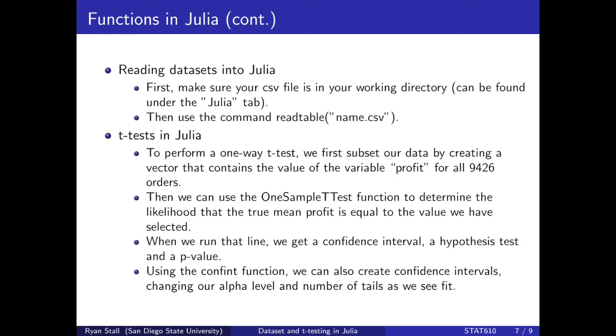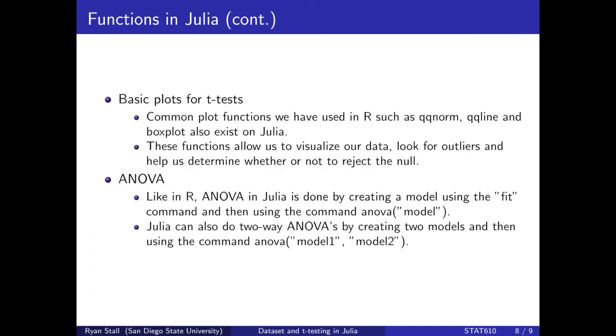Using the confint function, we can also create confidence intervals, changing our alpha level and number of tails as we see fit. Common plot functions we have used in R, such as qqnorm, qqline, and boxplot, also exist in Julia. These functions allow us to visualize our data, look for outliers, and help us determine whether or not to reject our null hypothesis. Julia can also be used to perform ANOVA.